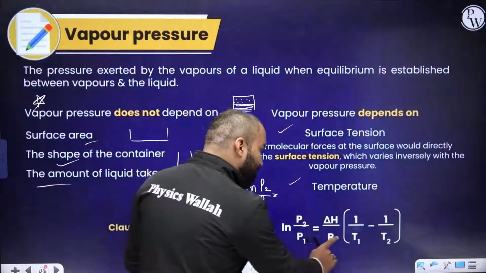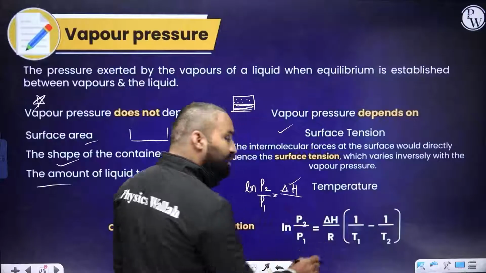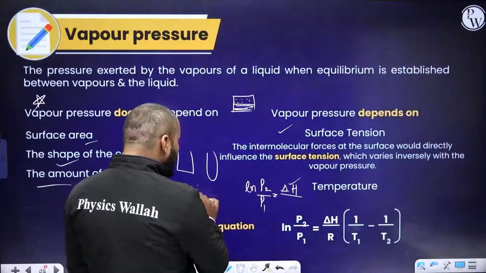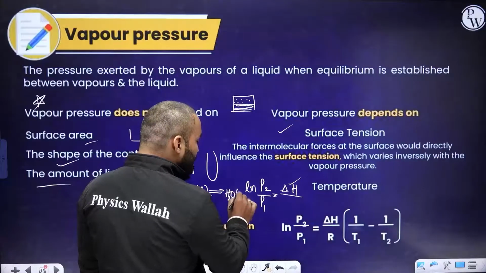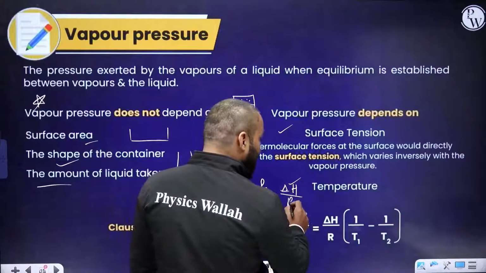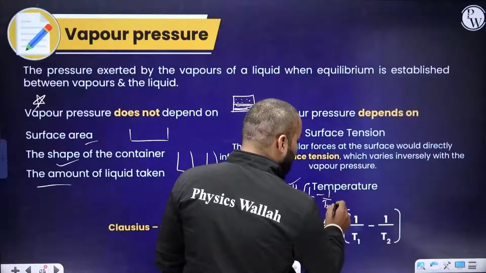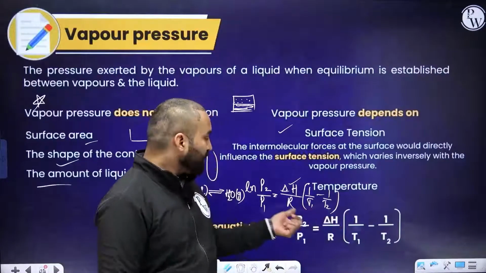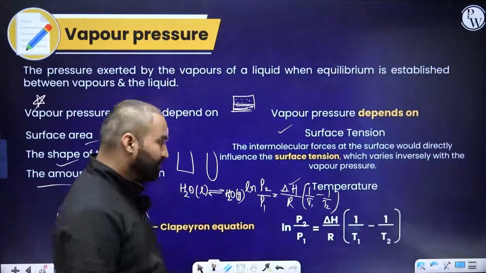This is equal to delta H. What is this delta H? It is for vaporization. Since we are heating water from its liquid state to make water gas, what is the energy? Delta H vaporization, divided by R, the gas constant, times 1 by T1 minus 1 by T2. This is the formula. Just remember T1 minus T2, but here the pressure is P2 divided by P1. This is known as the Clausius-Clapeyron equation. Understood, everybody?